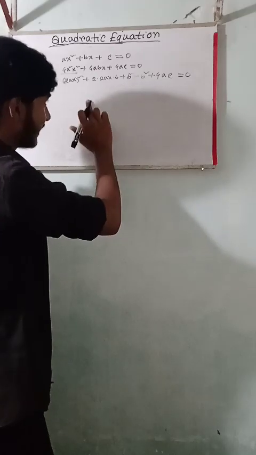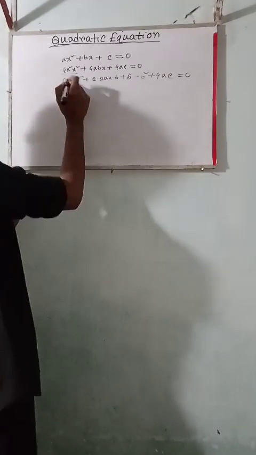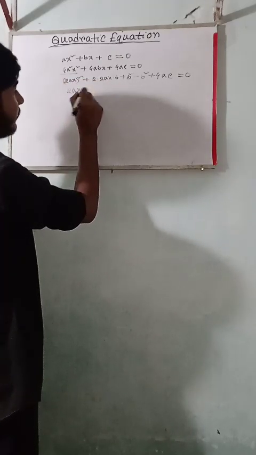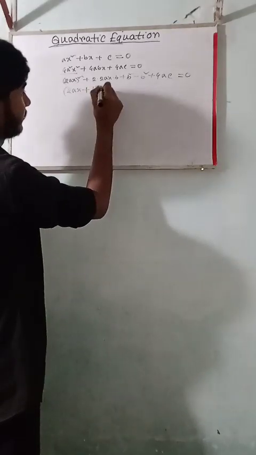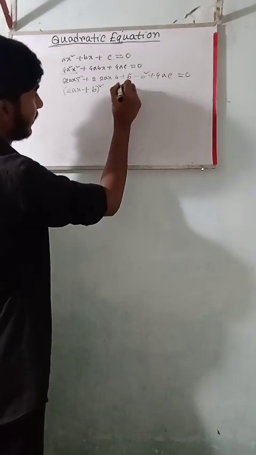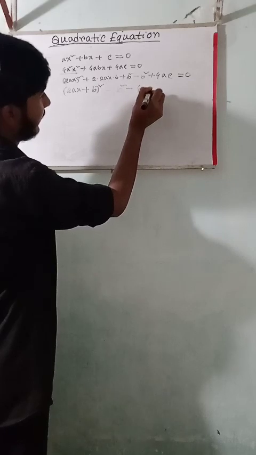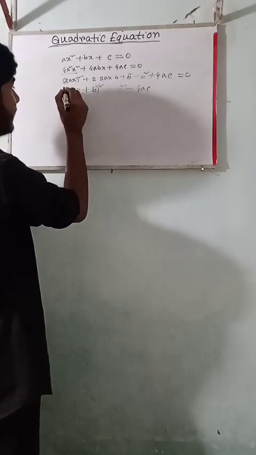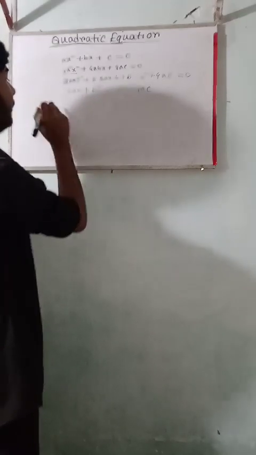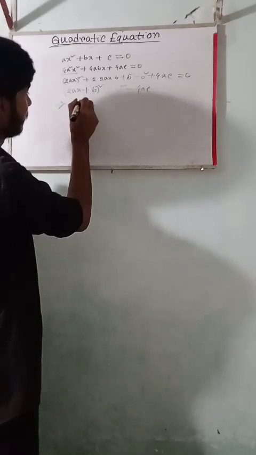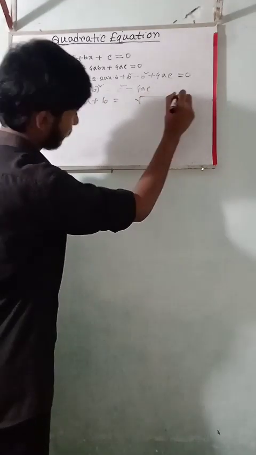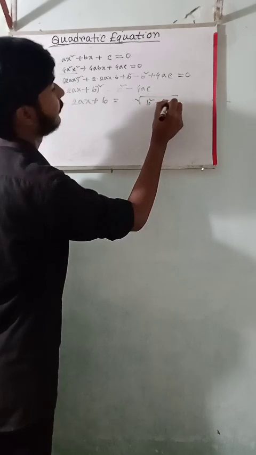From here to here, we can write the formula (a + b)², where a is 2ax and b is b. So we can write (2ax + b)², and if we transfer this part from the left side to the right side, it will be b² − 4ac. Then we have to vanish this square. For vanishing this square, we take the root over both sides. Then it will be 2ax + b = root of b² − 4ac.